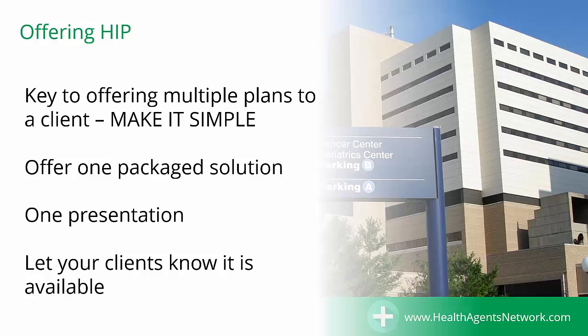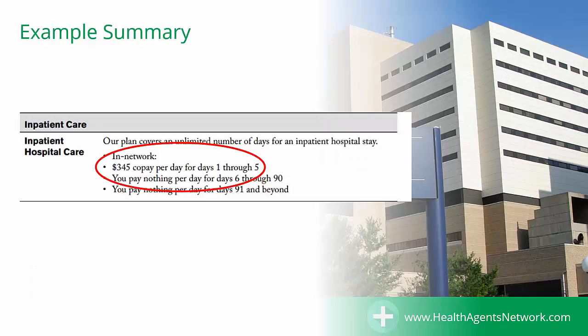Hey, I'm just going to tell you everything. You pick what's right for you. And that way it puts it back on the customer or the client to pick what's right for them, and they get full disclosure on what's available. So let's walk through an example. This is a generic summary of benefits I pulled locally. This is from my area. I live in Missouri. So example here, inpatient hospital care, $345 per day, days 1 through 5.